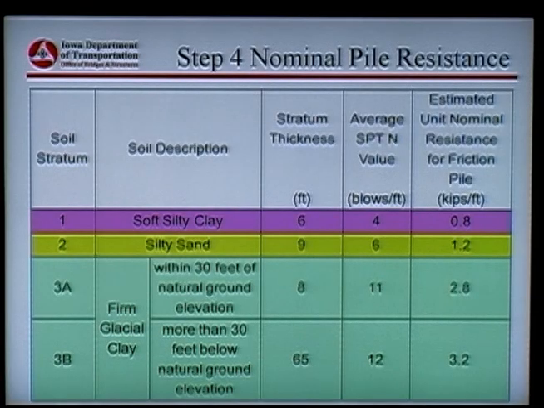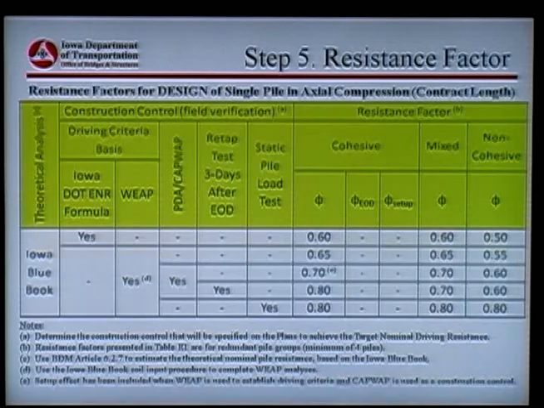And you notice we're posting here. So this is a simple way just to record the key numbers down, what the average blow counts were, what the thickness of the stratum is, which one it is. Notice for stratum 3, it's broken into A and B, depending on whether you're within 30 foot of the ground surface or deeper, and the appropriate resistances in kips per foot from the Blue Book. We'll be coming back to this in a moment.